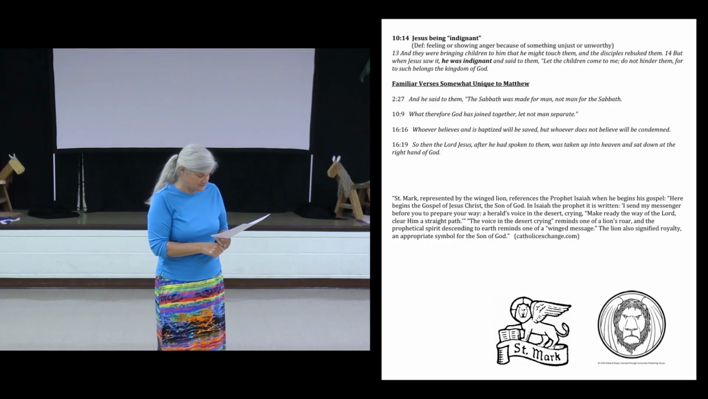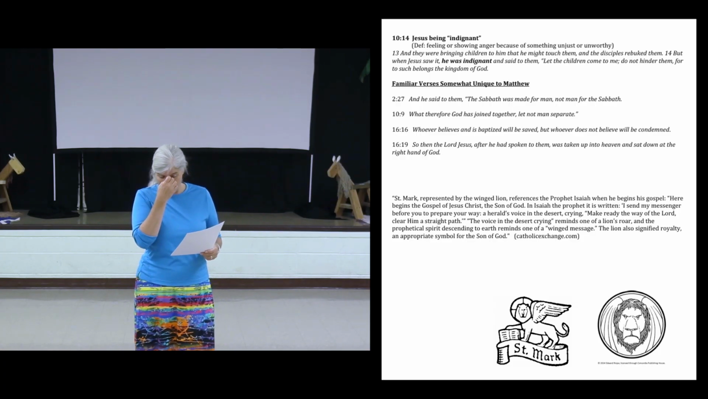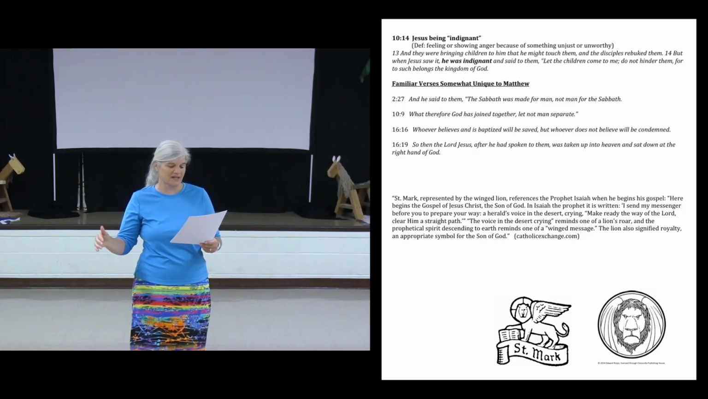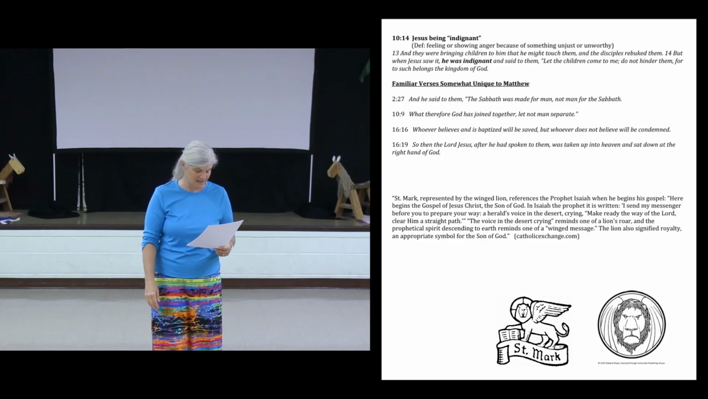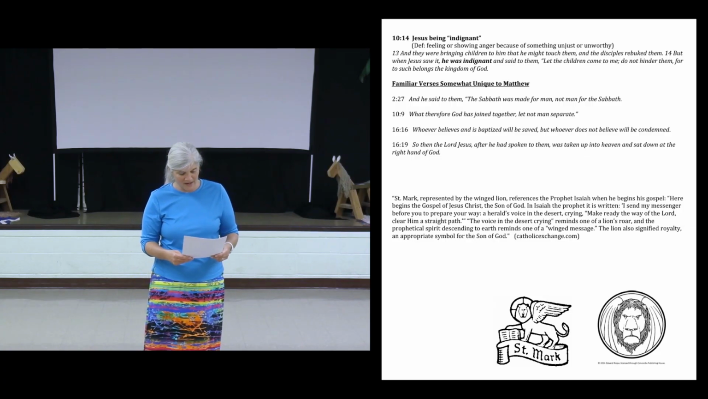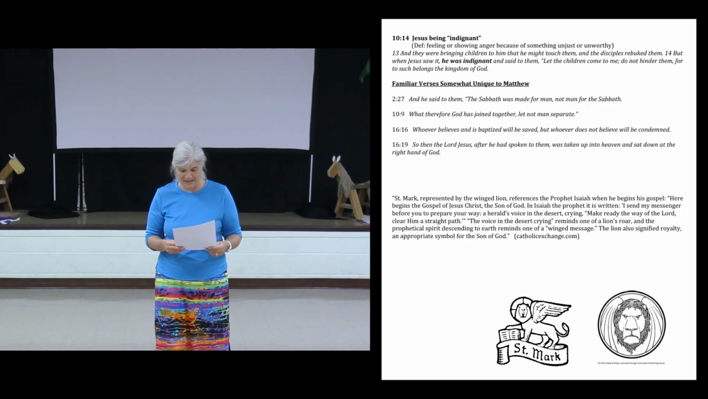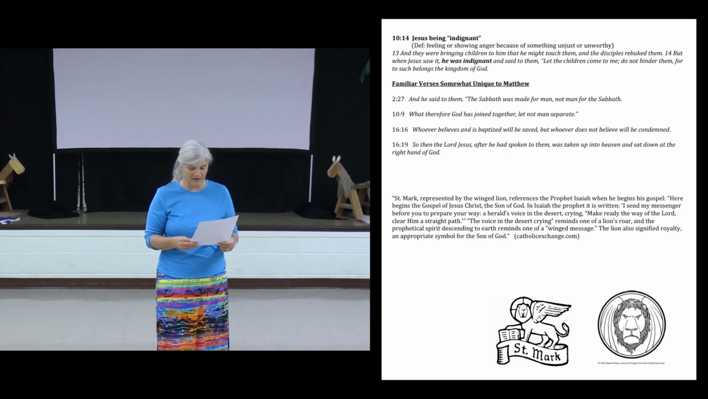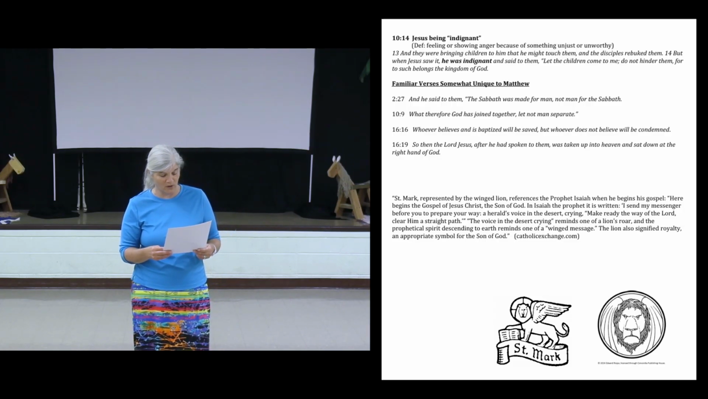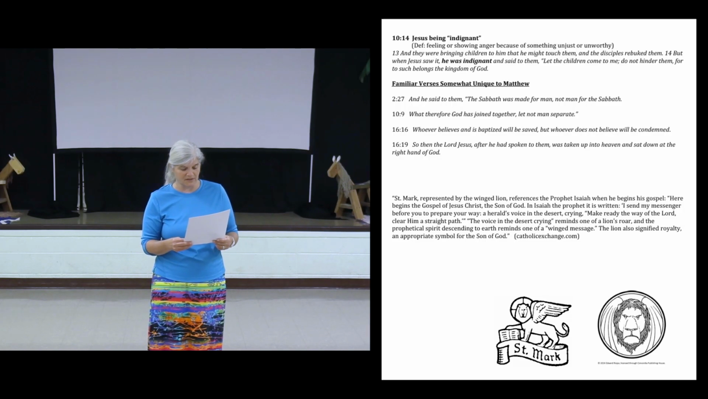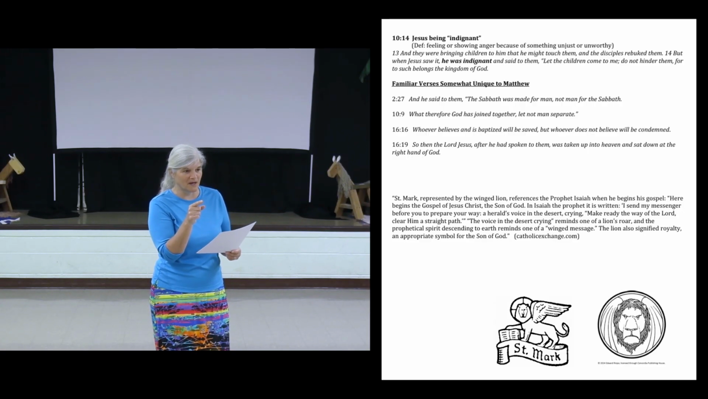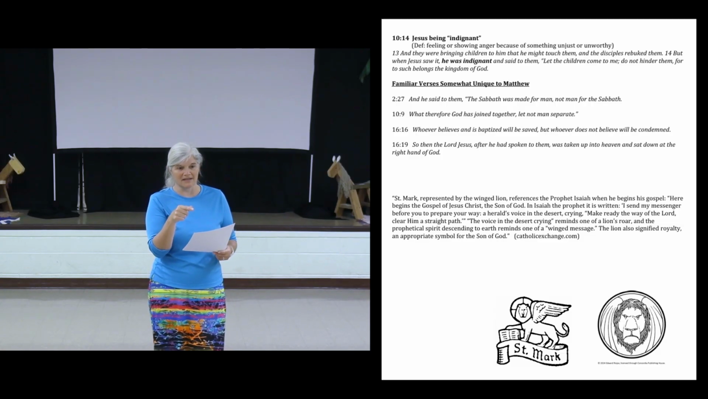But the winged lion, and here's what I found. I saw the same stuff in various places, but this one website had it nice and succinct. So St. Mark, represented by the winged lion, references the prophet Isaiah when he begins his gospel. Here begins the gospel of Jesus Christ, the Son of God. In Isaiah the prophet it is written, I send my messenger before you to prepare your way, a herald's voice in the desert crying, make ready the way of the Lord, clear him a straight path. I'm not sure what version they're reading there. But if you flip back to the beginning of Mark, you will see that that's how he begins his gospel.